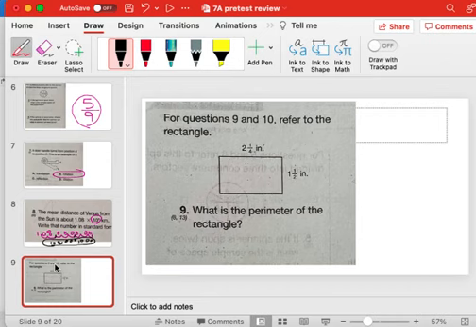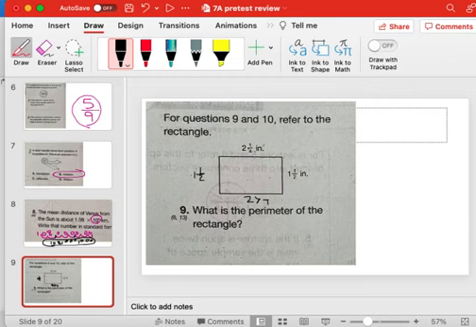For questions 9 and 10, refer to the rectangle. 2 1/4 inches times 1 1/2 inches. What is the perimeter? So perimeter is the distance around. That means this one right here is also 2 1/4. Okay? And this one over here is also 1 1/2. Okay, so let's do this by the opposite sides.